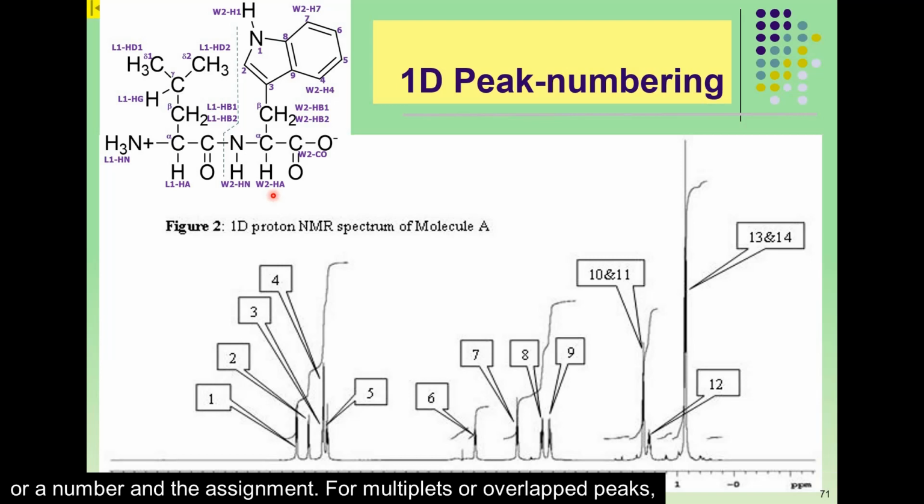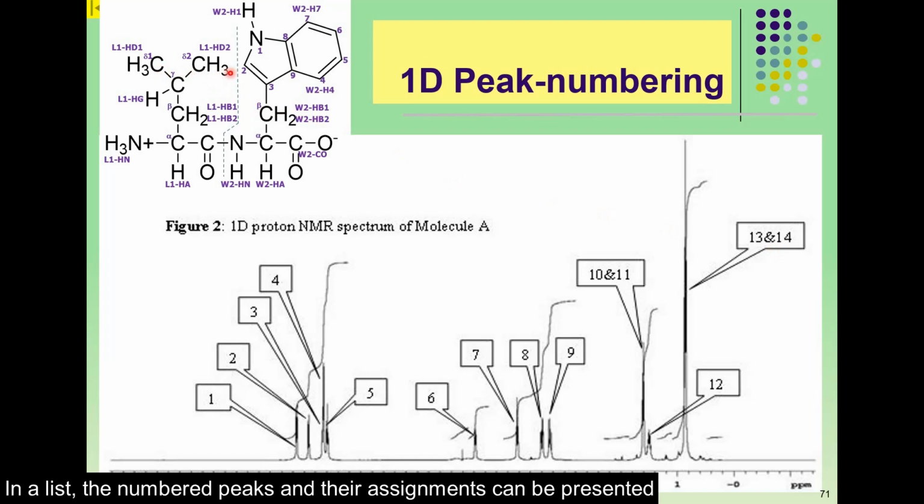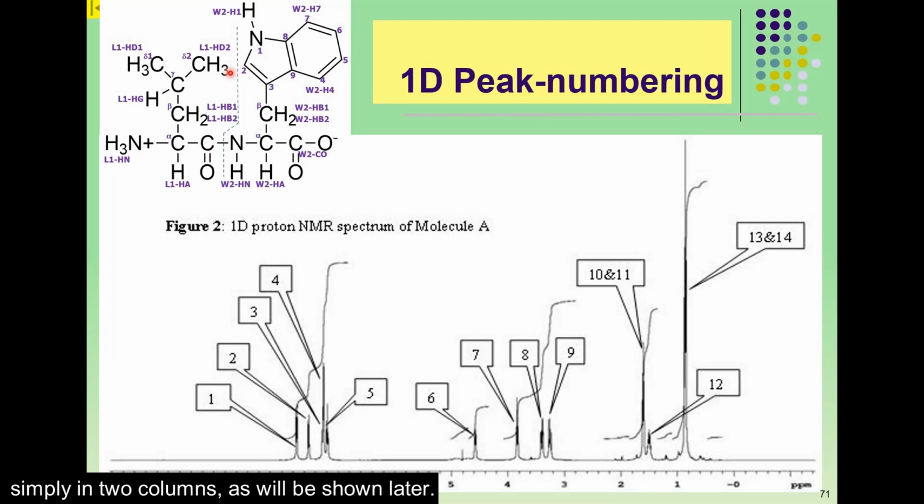For multiplets or overlapped peaks, working out their chemical shifts often requires additional work. For example, if you numbered the rightmost peak to be number 13 and 14, you can then simply say H13 and H14 are L1, HD1 and L1, HD2. In a list, the numbered peaks and their assignments can be presented simply in 2 columns, as will be shown later.